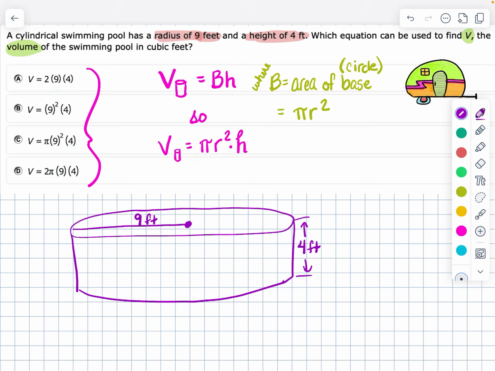The first thing I notice is there's a pi symbol. This one doesn't have pi, this one doesn't have pi. Only these two have pi. The second thing I notice is the radius is squared. This is the only one where the radius is squared. So that is my answer. This one is not squared. All right, I hope that helps, and I'll see you in the next one.